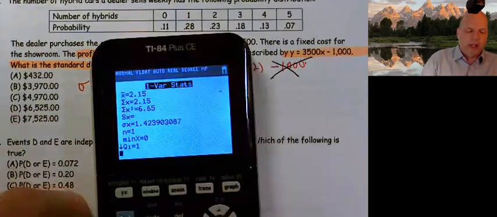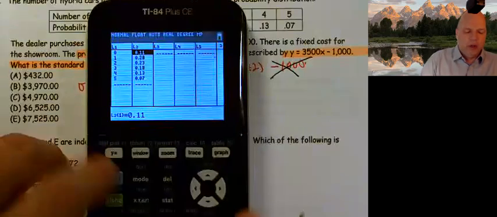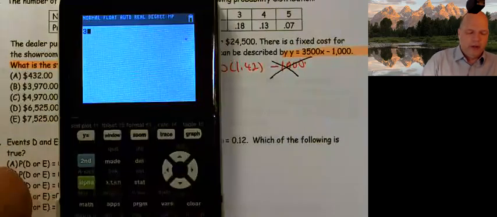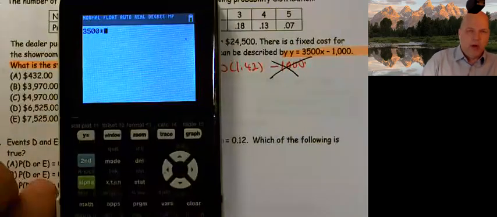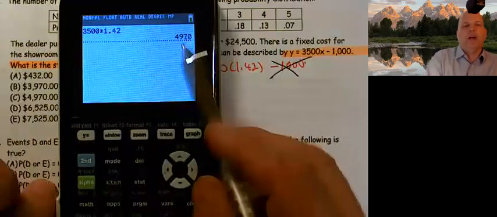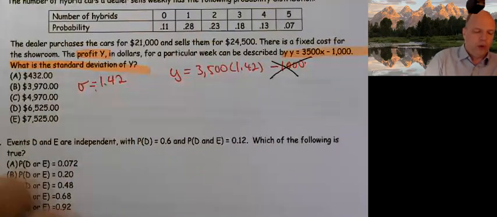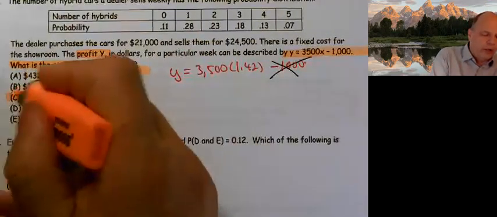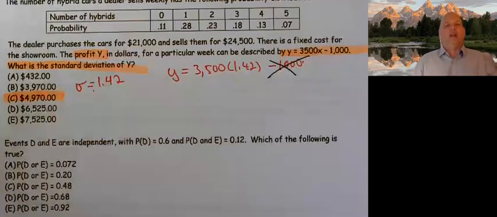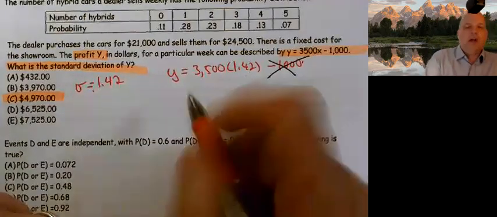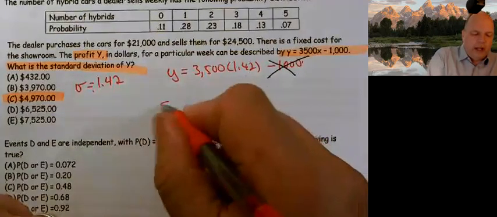So I should be able to take my calculator and go 3,500 times 1.42. When I do that, I end up getting 4,970. And if you did it at more decimal places, you're just going to have to choose the one that's closest. So our answer to number 1 is C. Okay, so you need to make sure you've written that down so that you will understand what you did. And once again, enter the information into Stat Edit.